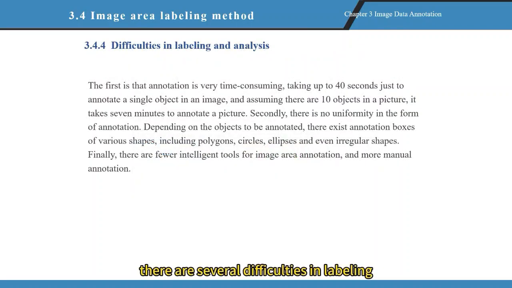There are several difficulties in labeling. Firstly, annotation is very time-consuming. It can take up to 40 seconds to annotate a single object in an image. If there are 10 objects in a picture, it will take about 7 minutes to annotate the whole picture. Secondly, there is no uniformity in the form of annotation. Depending on the objects to be annotated, there are various shapes of annotation boxes, including polygons, circles, ellipses, and even irregular shapes. Finally, there are relatively few intelligent tools for image area annotation, and more manual annotation is required.